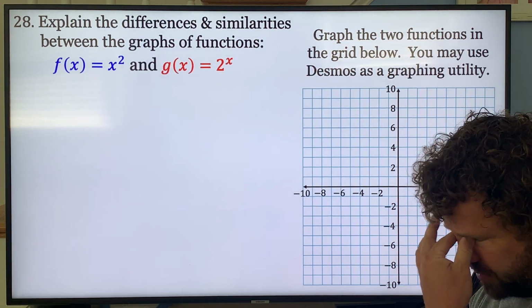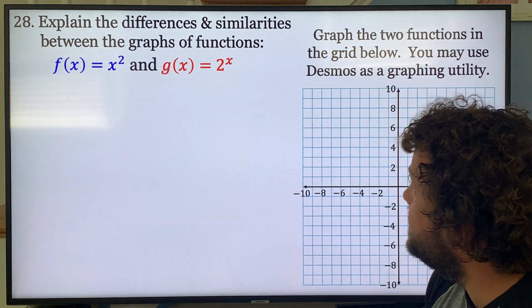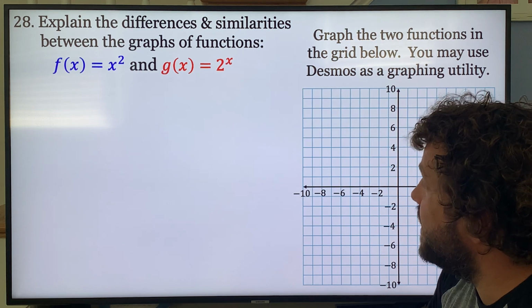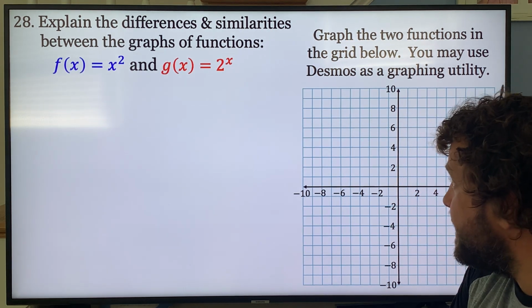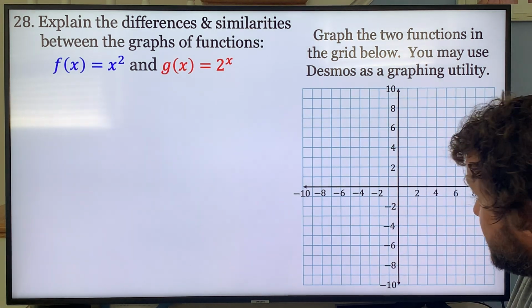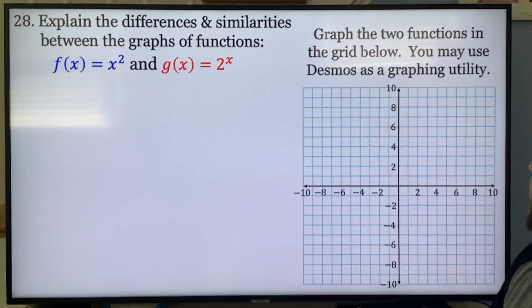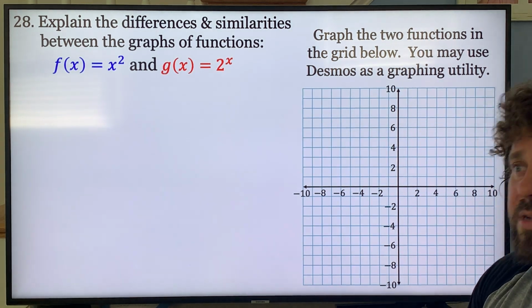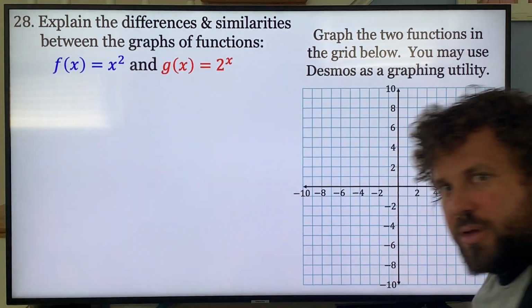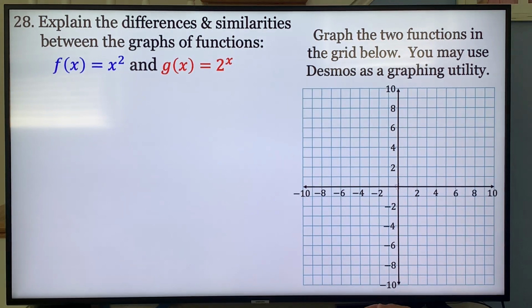All right, 28. Explain the differences and similarities between the graphs of the following functions. F of x equals x squared and g of x equals 2 to the x. Graph the two functions in the grid below. You may use Desmos. So Desmos will help you out. I'm just going to explain this to you. I did it on PowerPoint. I'm going to get out of the picture here. You've seen enough of me. So I'm in the way.